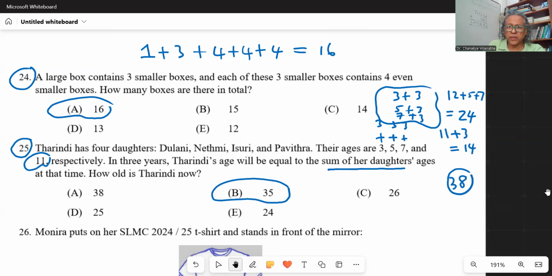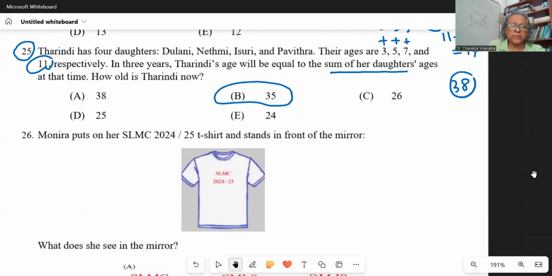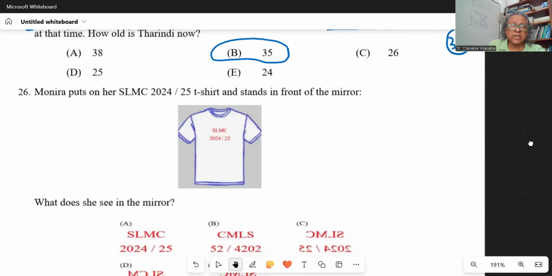Okay. Next question. Monira puts on her Slmc 4 2024/25 t-shirt and stands in front of the mirror. I might wonder why this 2024/25, because even though it is Slmc 2024, it is still in 2025. That's why, right? So it is printed here, and when she stands in the mirror, all this gets reflected, right? And Slmc, she sees this way.